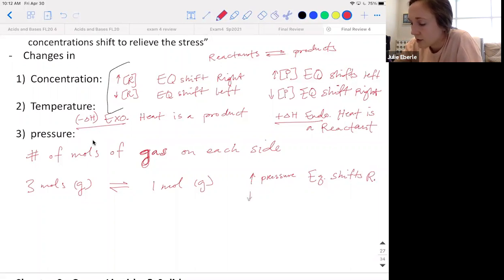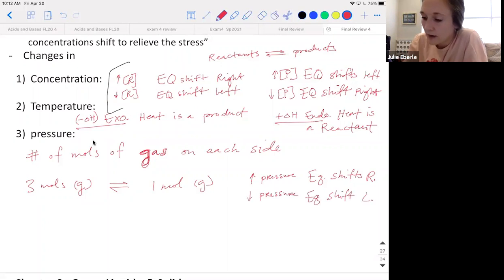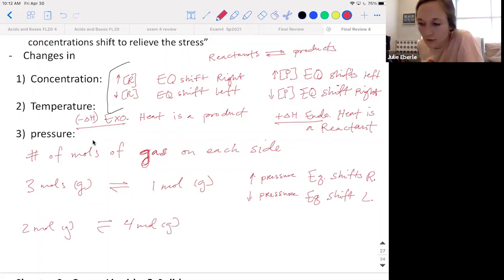If you decrease pressure on something like this, equilibrium will shift left. Okay, but what if I have something like 2 moles of gas versus 4 moles of gas? You see how this one's different? Not just that the numbers are different, but now I have more moles of gas on my product side. On the first one, I have more moles of gas on my reactant side.